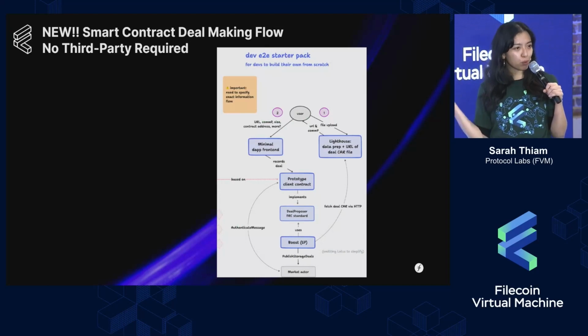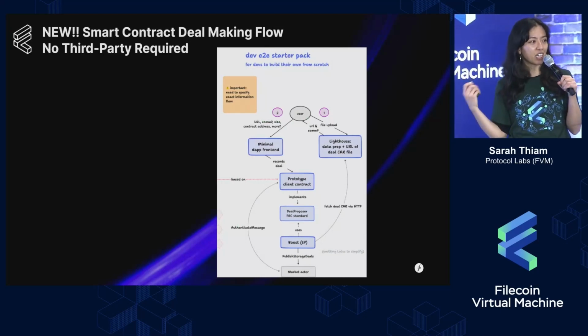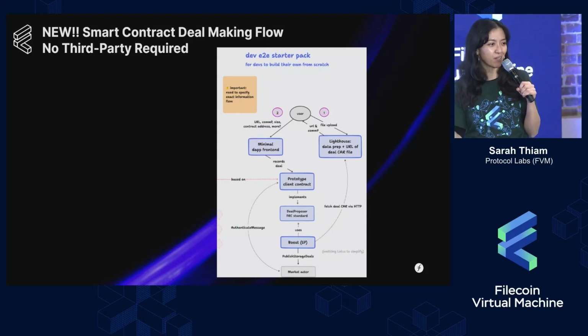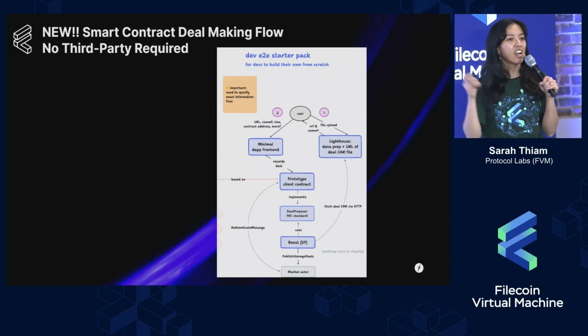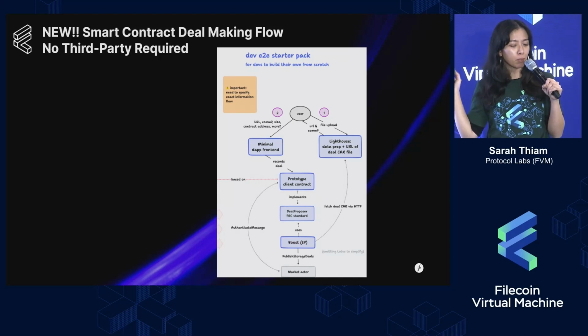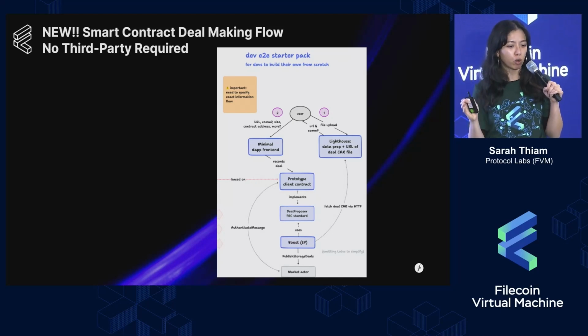The other new method, which was actually just enabled last night, and we're super excited. We actually fast-tracked the timeline. My teammate Zach did an amazing demo today on how you can enable this new piece, which is a client contract flow. And so what this means is that no third party is required.